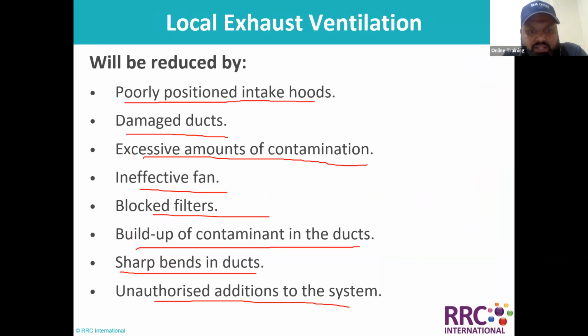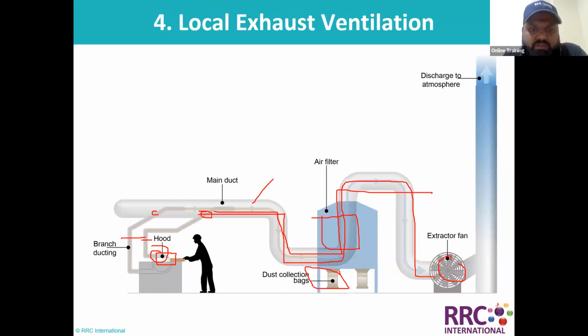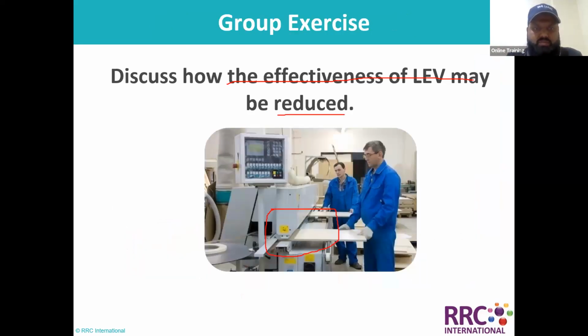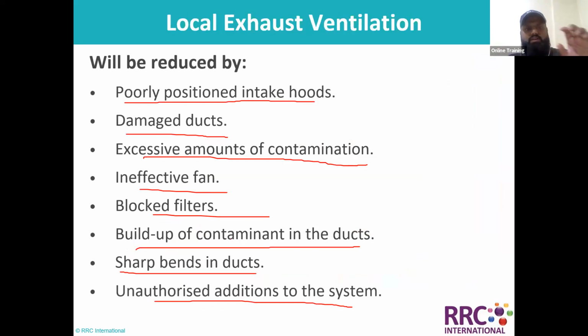Then unauthorized addition to the system. For example, I know that whatever we put there is going to be extracted and thrown outside. So I am going to break it and create some vacuum for my machine by myself. Can I do that? Not possible, of course. Only an authorized person can do that. If I do it by myself, what will happen? Simple. It would make this LEV, or local exhaust ventilation, ineffective. So these are some of the points which affect local exhaust ventilation.